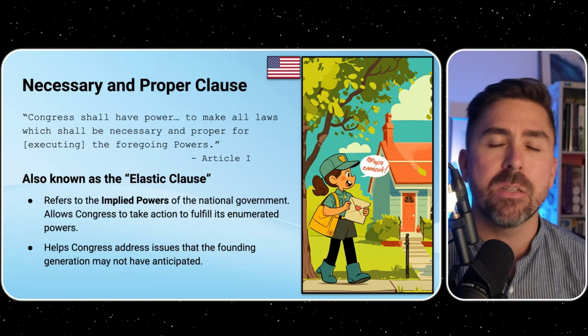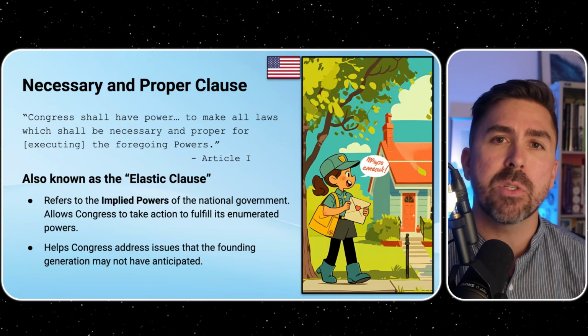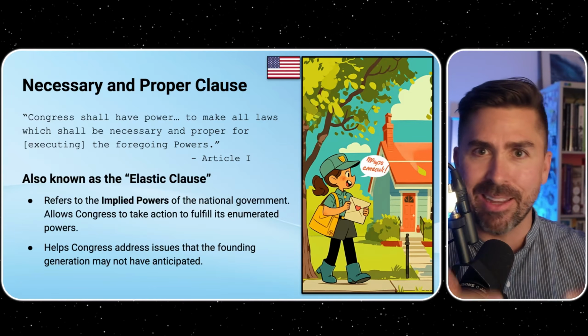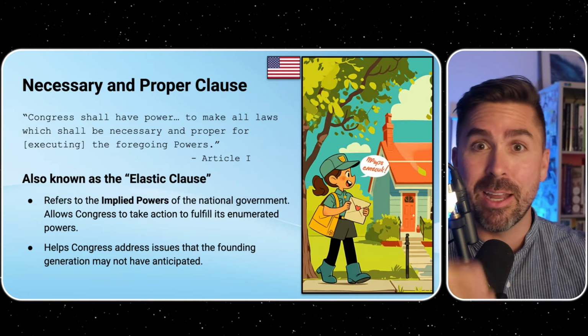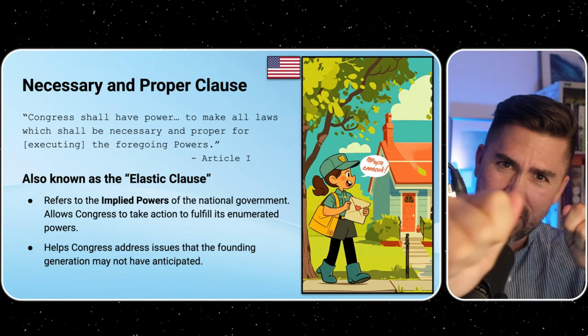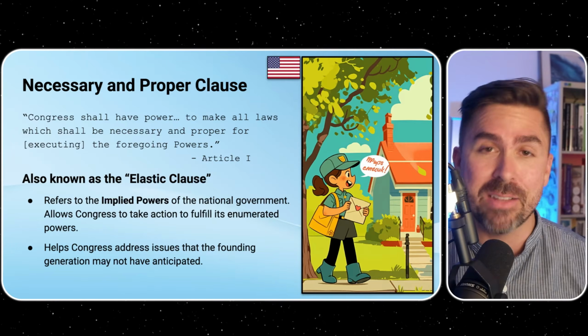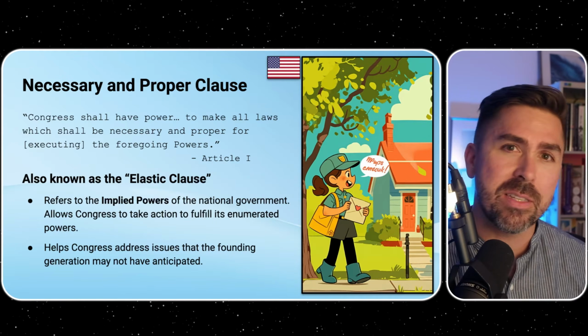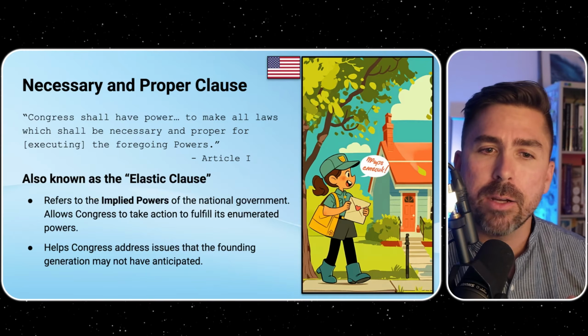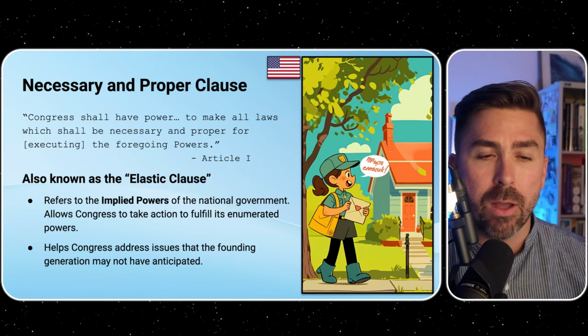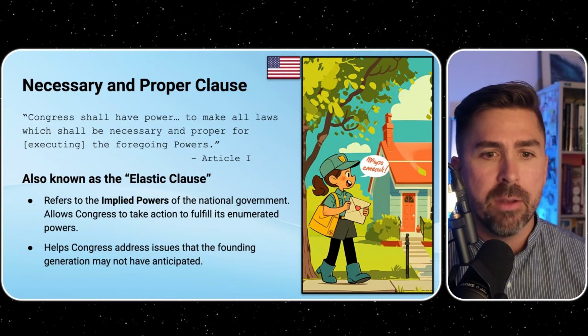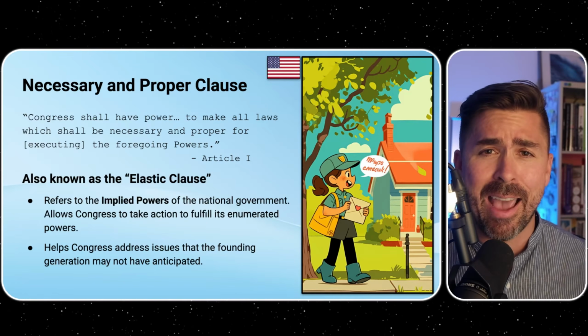But there are some powers that are not listed and they're not enumerated in the Constitution, and we call these implied powers. Implied powers are really connected to this part of the Constitution called the Necessary and Proper Clause, sometimes called the Elastic Clause, because if you think about an elastic band on your clothing, maybe a pair of shorts with elastic, what does it do? It's stretchy. It gives you a little flexibility, okay? And that's what the Necessary and Proper Clause does as well. Here's what it says. Article 1, right there. It says, Congress shall have the power to make all laws which shall be necessary and proper for executing the foregoing powers. What the heck does that mean?